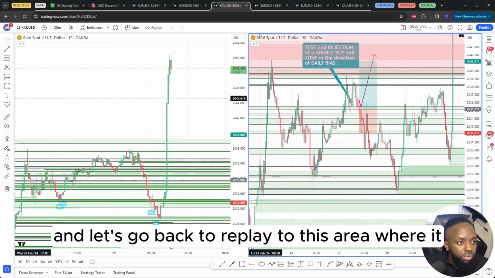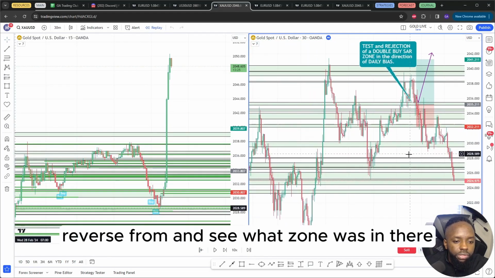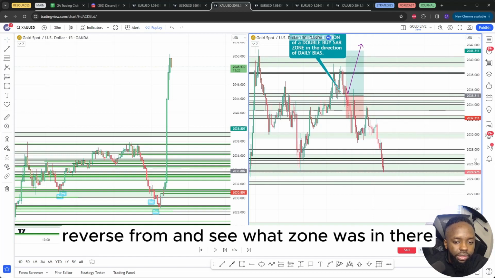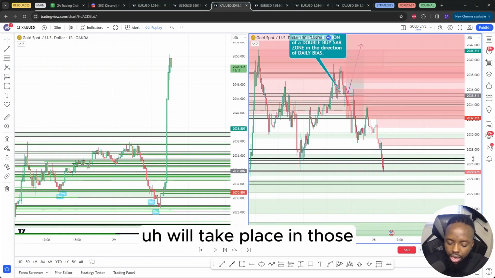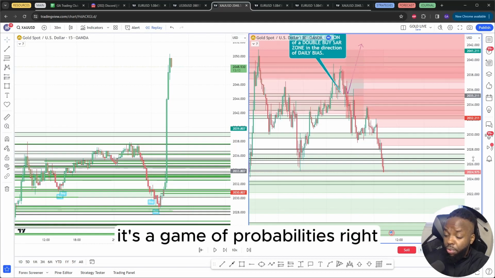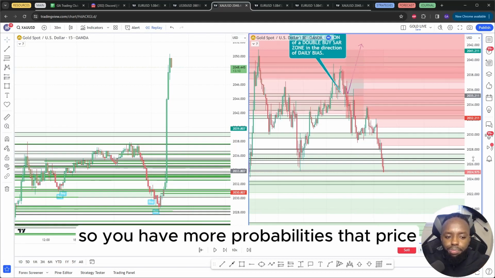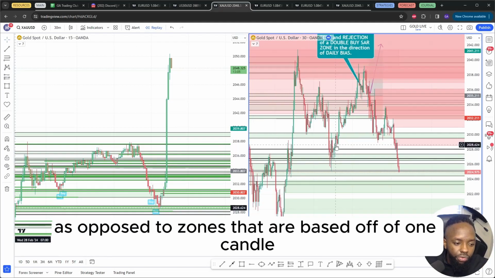And let's go back, do replay to this area where it reversed from, and see what zone was in there. So it doesn't mean that all reversals will take place in those concentrated or overlapping supply or demand zones, but it's a game of probabilities, right? So you have more probabilities that price may rebound from or reject from those zones as opposed to zones that are based off of one candle.